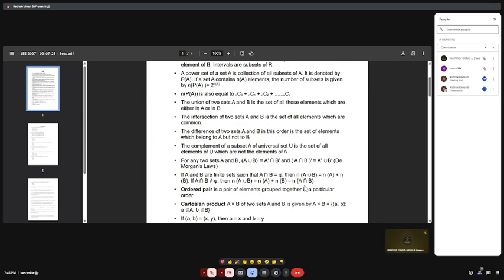If there are two sets, their Cartesian product is given by ordered pairs of every element in A followed by every element in B. So however many combinations like that you can make, you can make n of A into n of B such combinations. So that's called the Cartesian product.